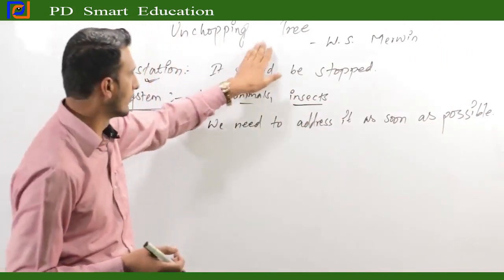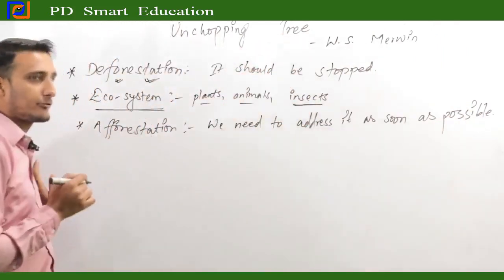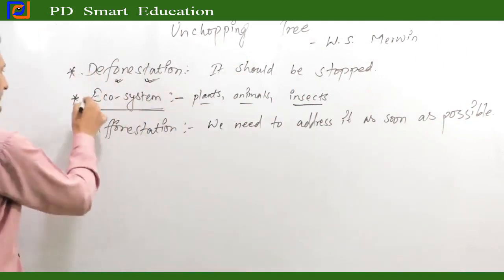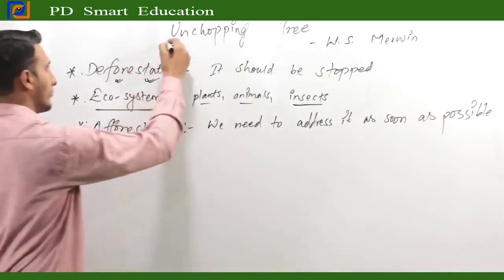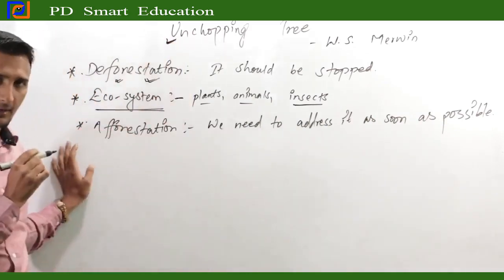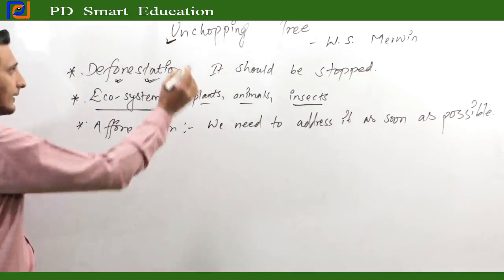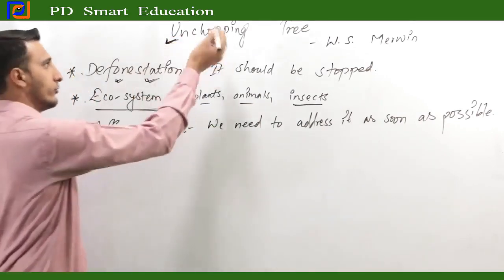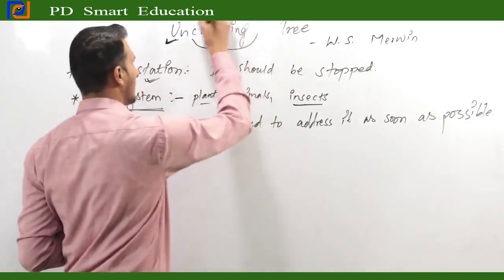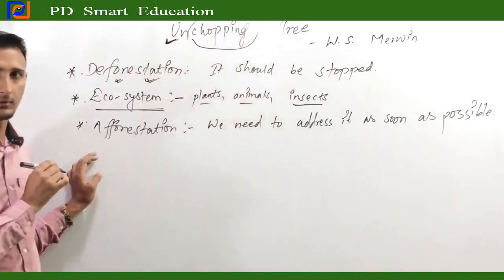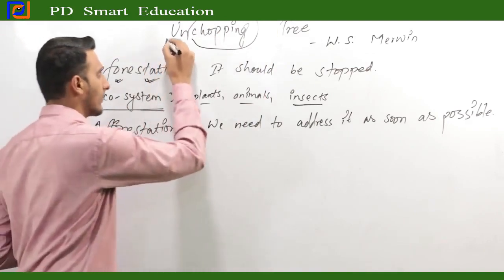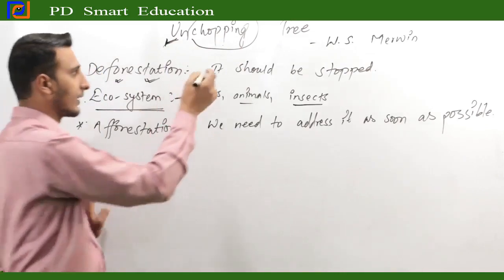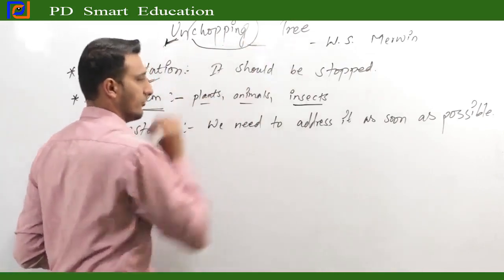W.S. Merwin suggests all of us to focus on the issue of these three things. As he says, unchopping a tree is impossible, I am saying it repeatedly. Unchopping a tree is impossible, but chopping down of the tree is always possible. If we cannot unchop a tree, then we should not chop down the tree as well. It is the indirect message of this essay.